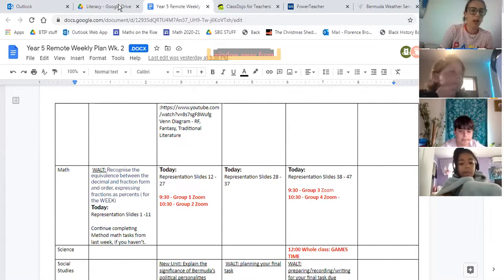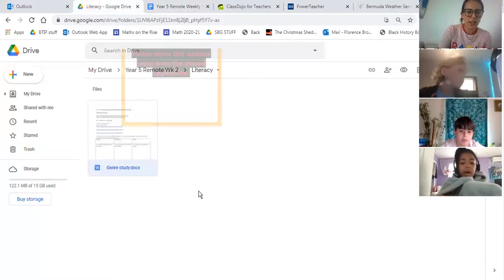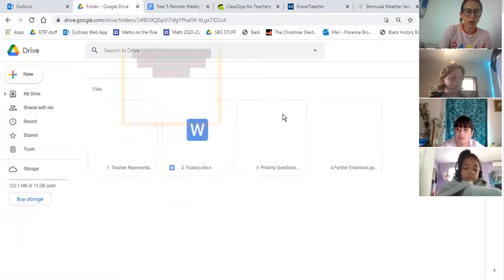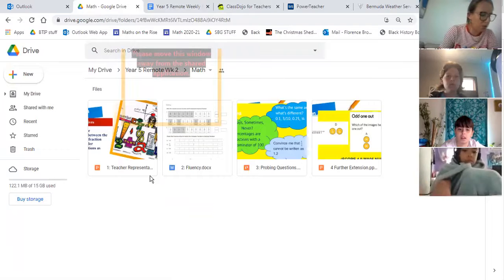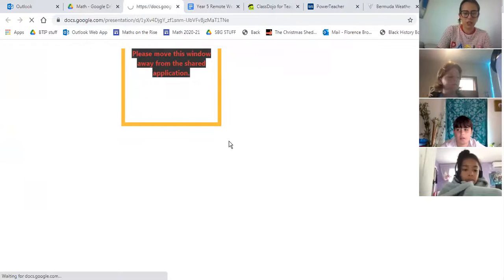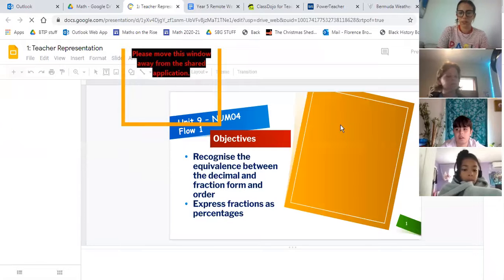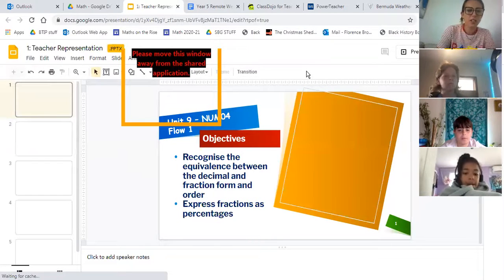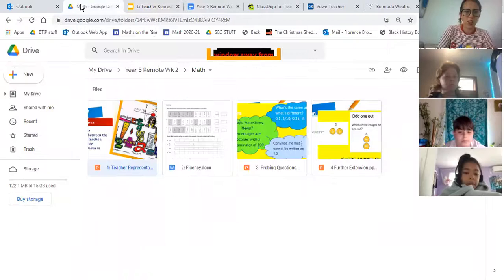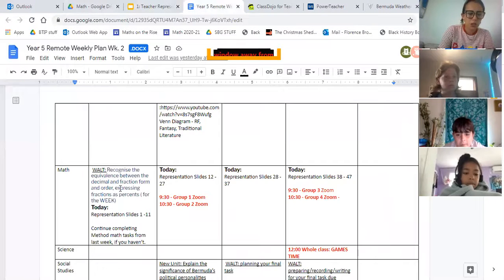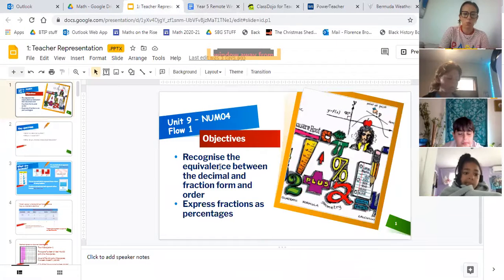So I'm always going to go back to my drive, and I'll find my math stuff in the math folder, and I'll open up, just like how we do it in school, we start with the representation slides together. So that's what we're going to be doing today. And you're just not going to do all of them at once. We're actually spreading out these representation slides over the week. So you actually are only doing 1 to 11 today, and that's just like warming you up.